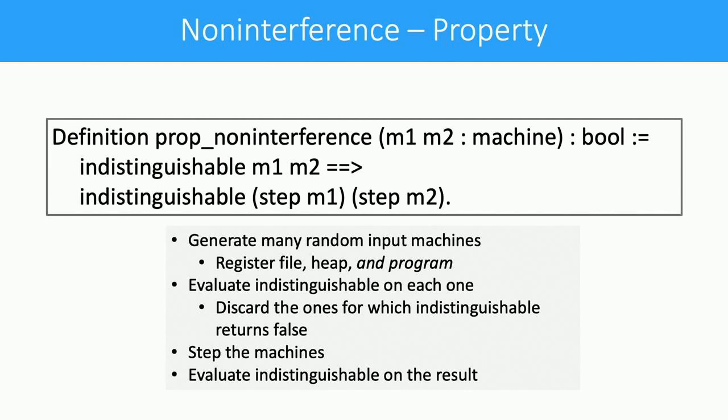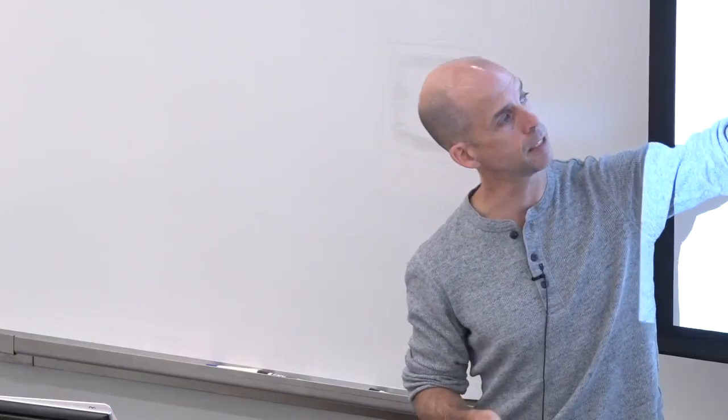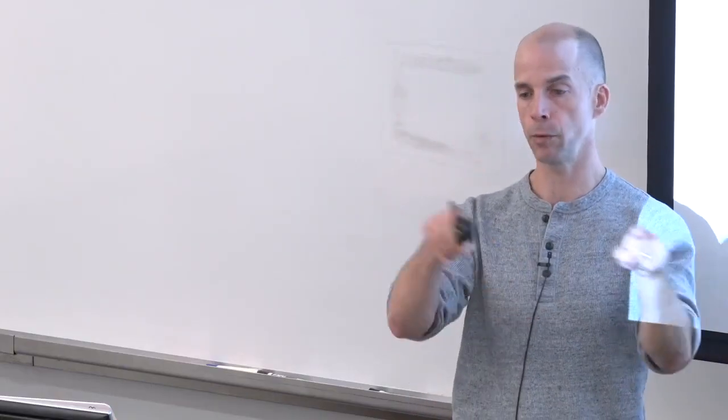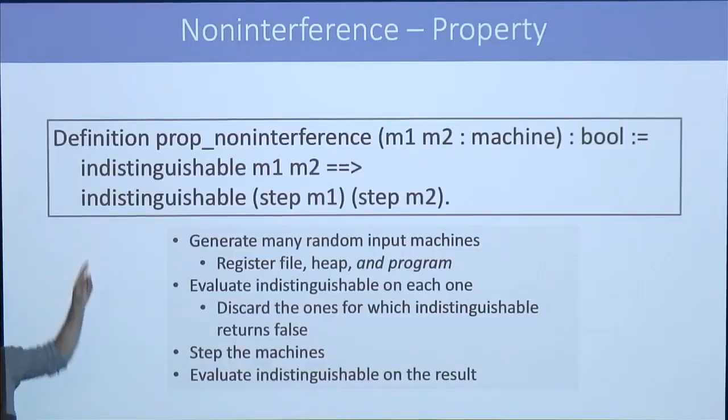It's saying that if I have two machines and those machines are indistinguishable, so they agree on everything other than the secrets, then if I take a step in those two machines, so they evaluate an instruction, then the result is also indistinguishable. Okay, and so this is a very strong non-interference property because it's considering each individual step of that abstract machine.